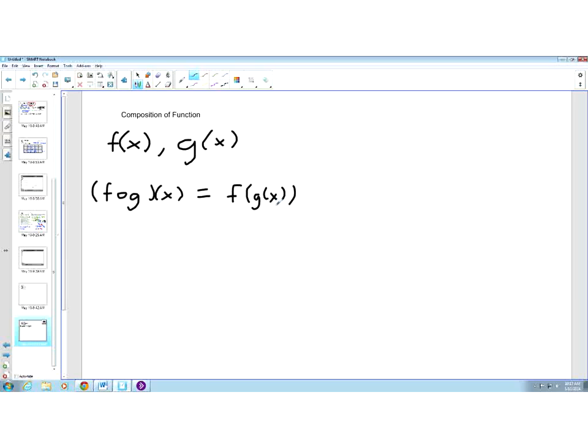So for instance, if I give you, say, f of x is equal to 1 over 1 plus x, and I give you g of x is equal to 1 over 1 minus x. All right, so the question is, what is f composed with g of x?